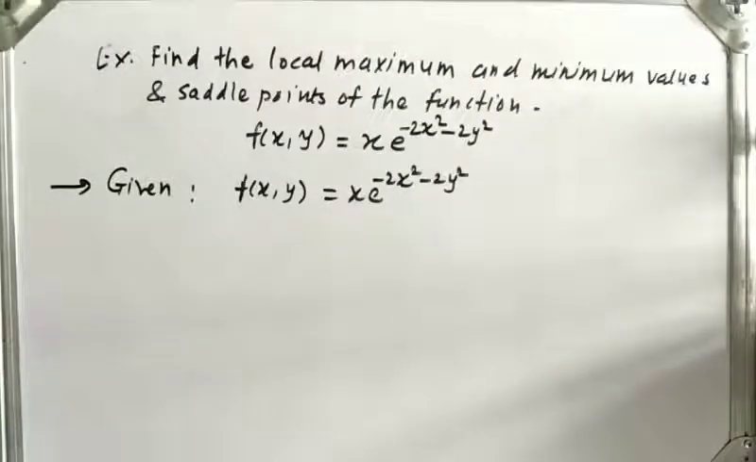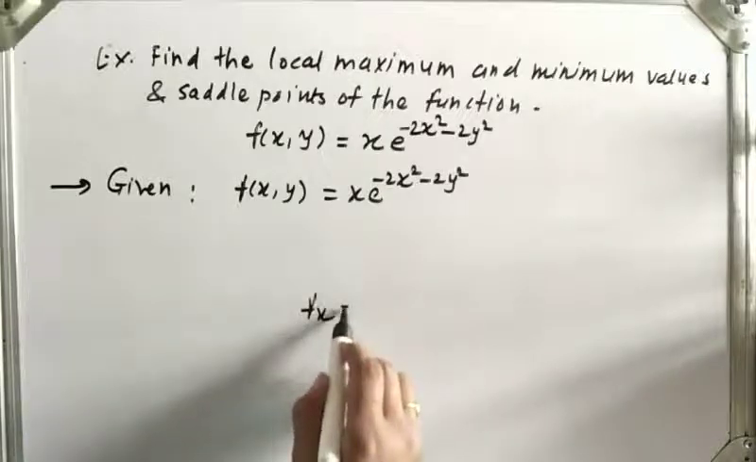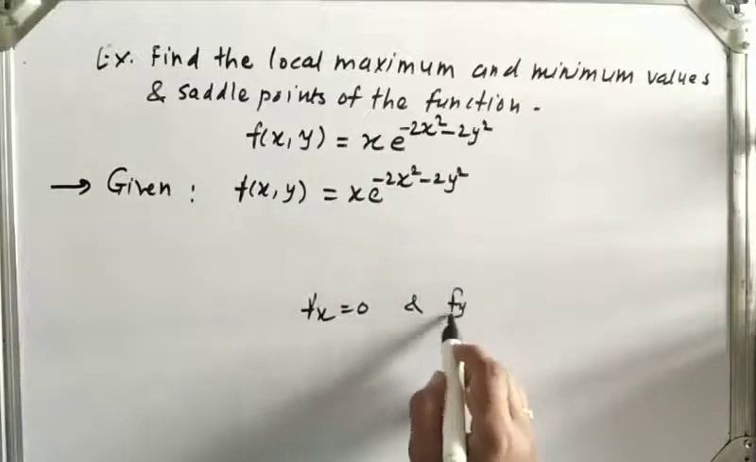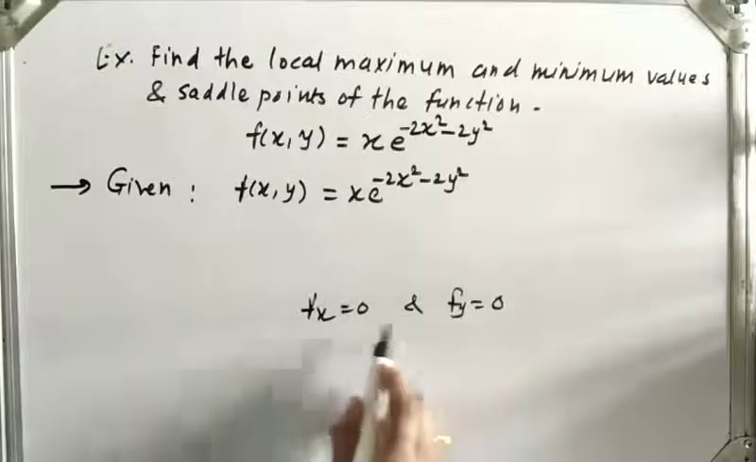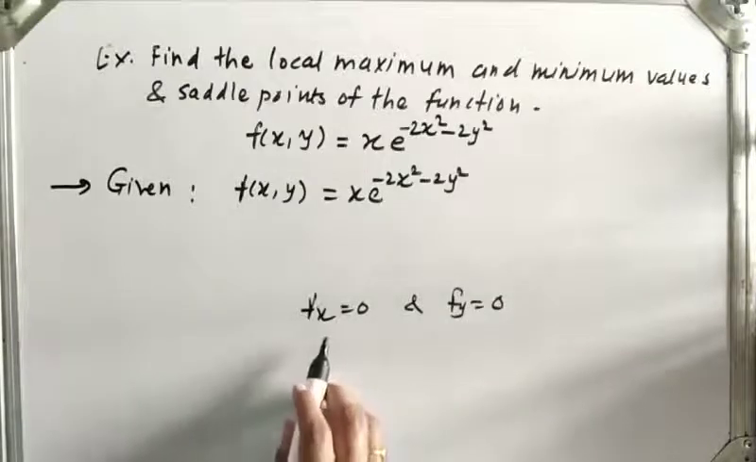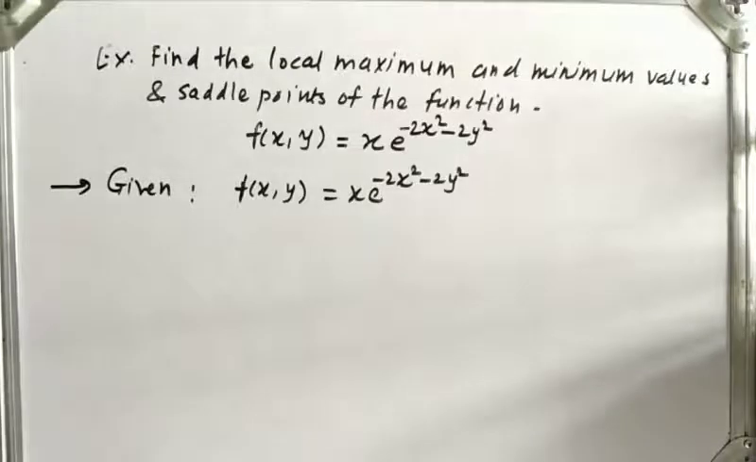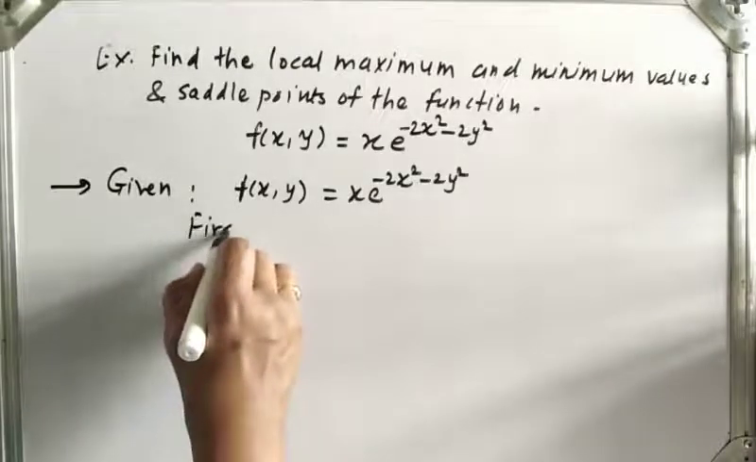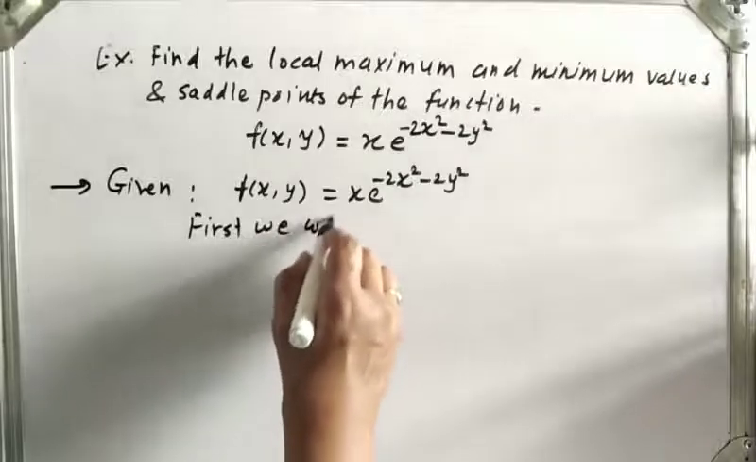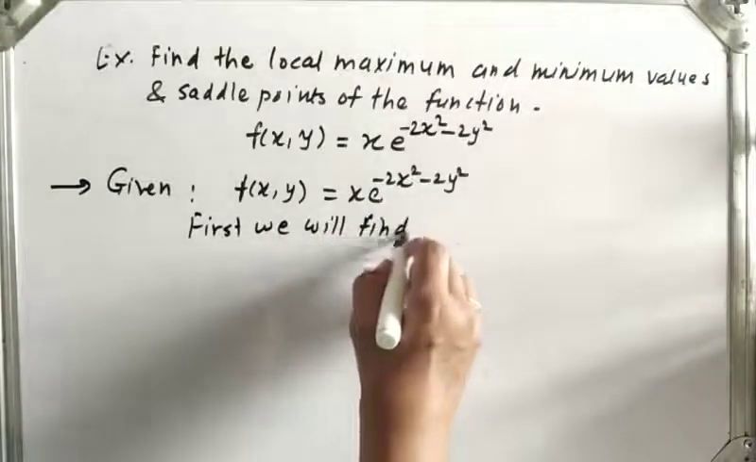So what do we do first? First we will find critical points. So what is the condition for that? Fx is equal to 0 and fy is equal to 0. Using this we get the points which are called critical points. So first we will find critical points.